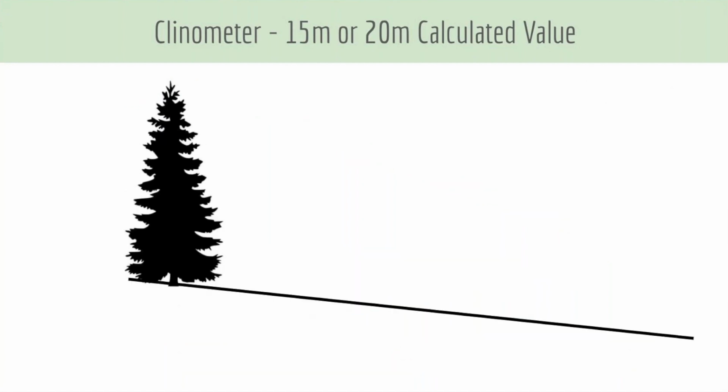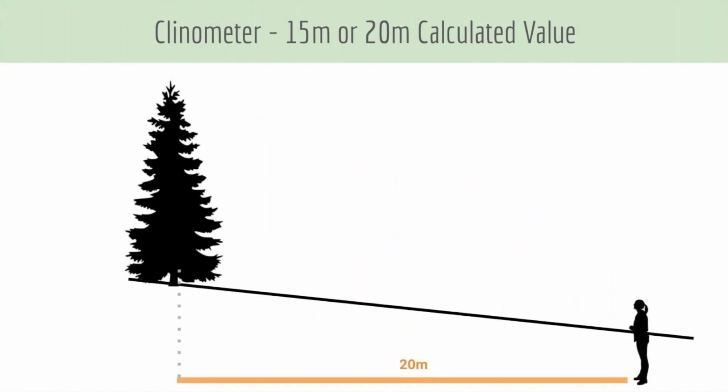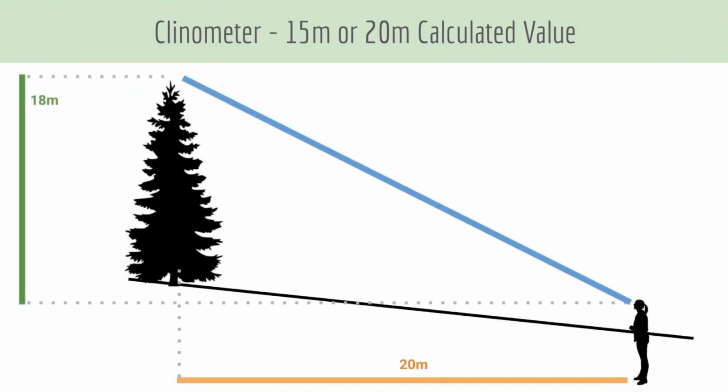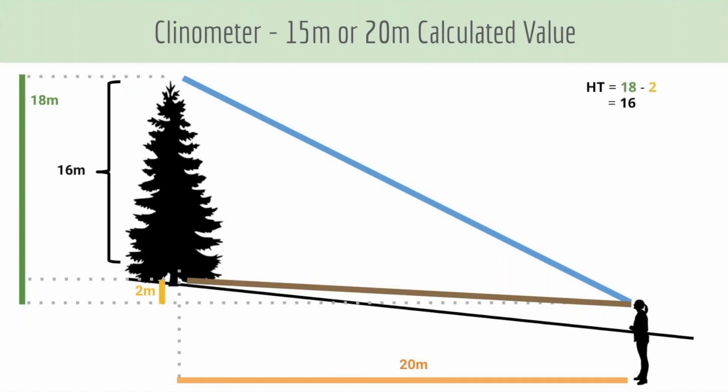Now for this one, you've walked back 20 meters. When you look up at the top of the tree, the measurement for the 20 meter distance is 18. When you look at the base of the tree, you note that you just have to tilt your head up ever so slightly, but you still get a recording of 2 meters. And in this instance, what you do is you subtract them. So 18 subtract 2 is 16 meters, which would be the height of the tree.